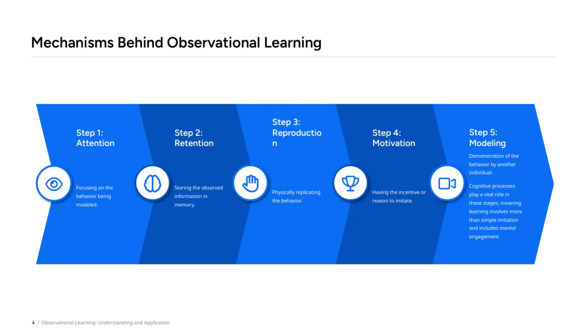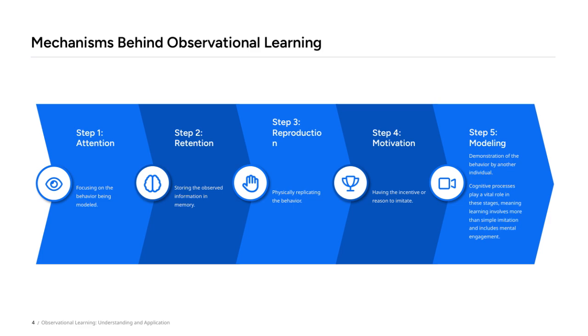When we talk about observational learning, there are 5 key steps that help explain how it works. First is attention. This means we need to focus on the behavior we're trying to learn. If we're not paying attention, the process can't even begin. Next is retention, where we store what we've observed in our memory so we can recall it later. Then comes reproduction, which involves physically replicating the behavior we saw.